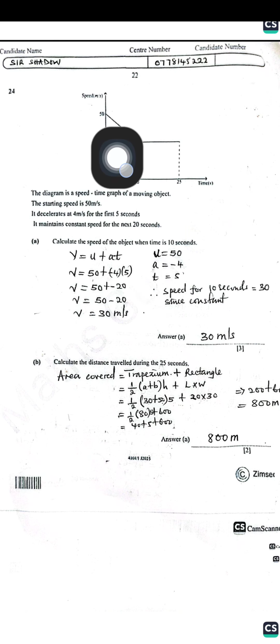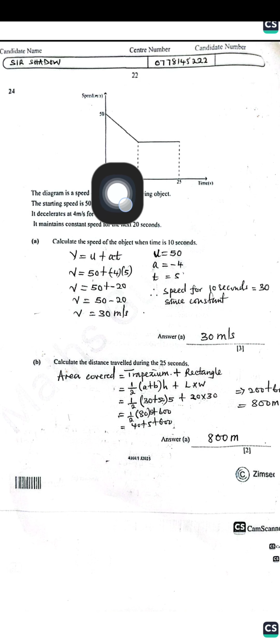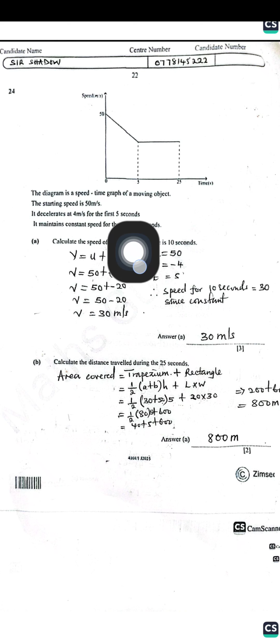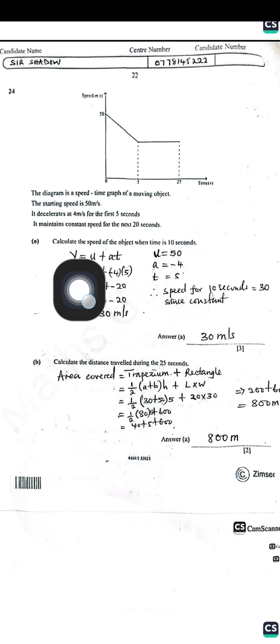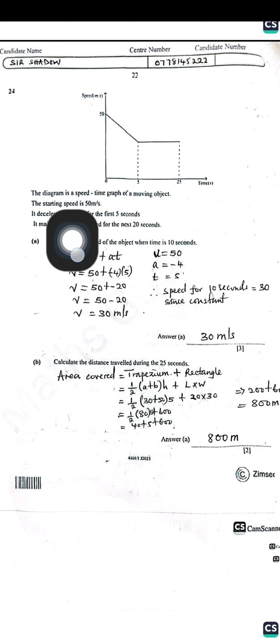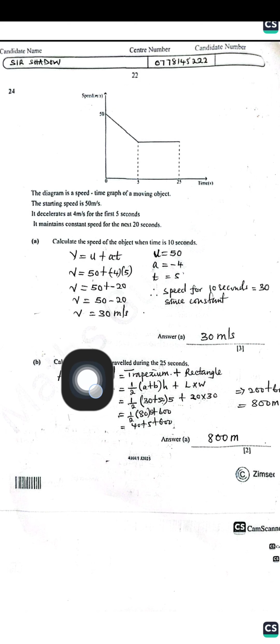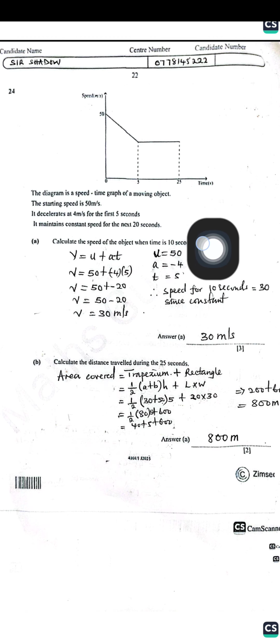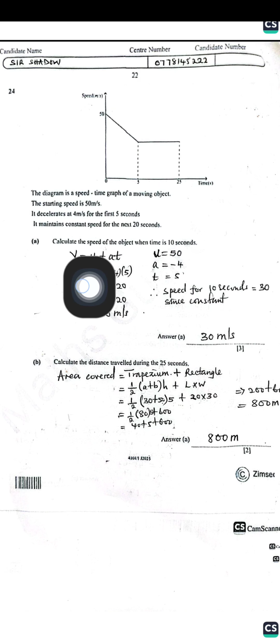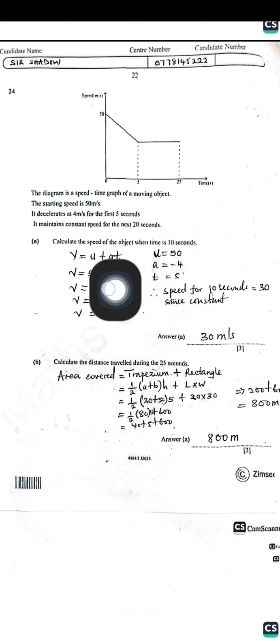The initial speed is 50 meters per second, but you want to find the final speed at 10 seconds. So use the formula v equals u plus at, where v is the final velocity, u is the initial velocity, a is the acceleration, and t is the time. We have to check what values we are given.